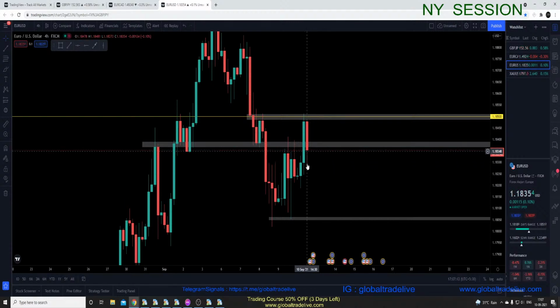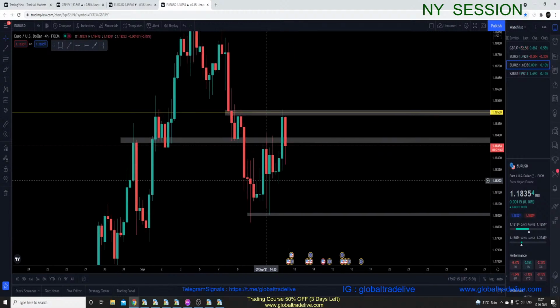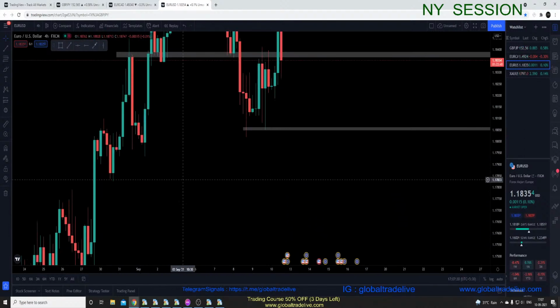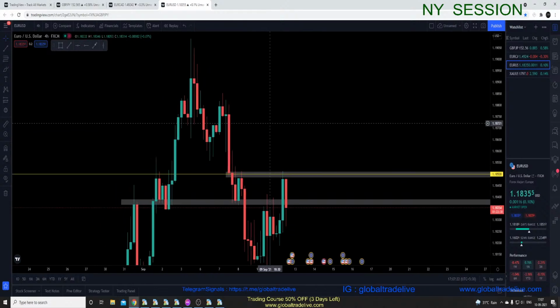So Euro USD here just broke out this symmetry. It was moving down, so it has to go down to fill this symmetry, but it broke that symmetry and now it's moving up. So I think it will be filling this clean range once it starts to go above this level over here.